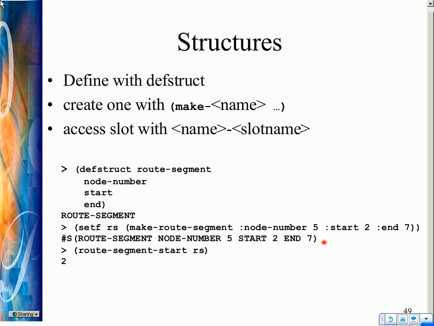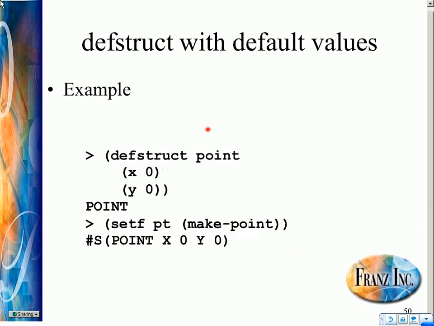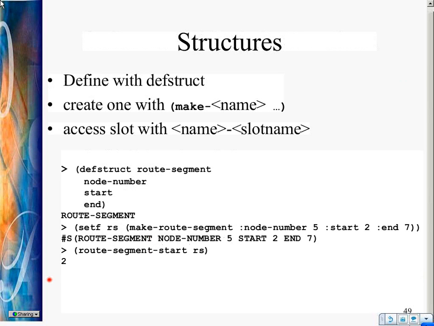So here's the structure, and it actually prints out lots of information. And now we can access the road segment start of this instance of a route segment structure, and it's 2 because that's what we defined it to be. Now, we didn't define any default values. We specified all the values here. If you don't specify a value, I think we would have got nil.